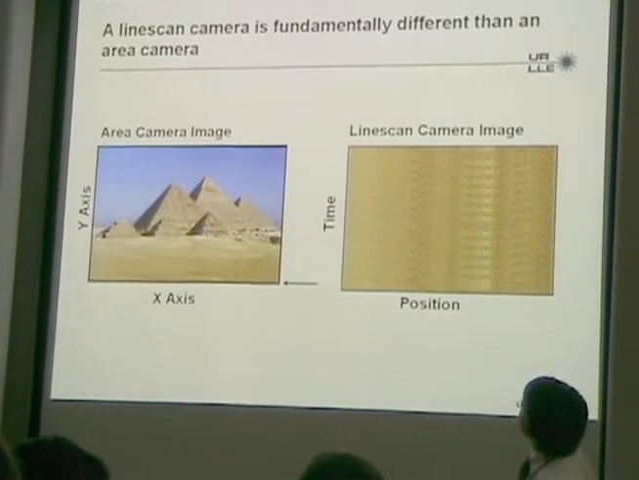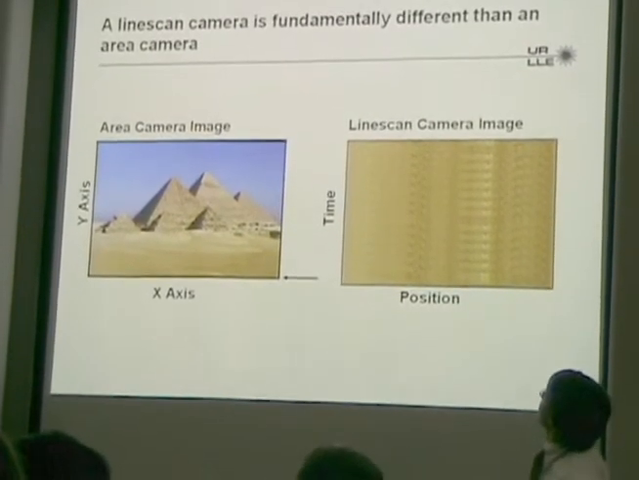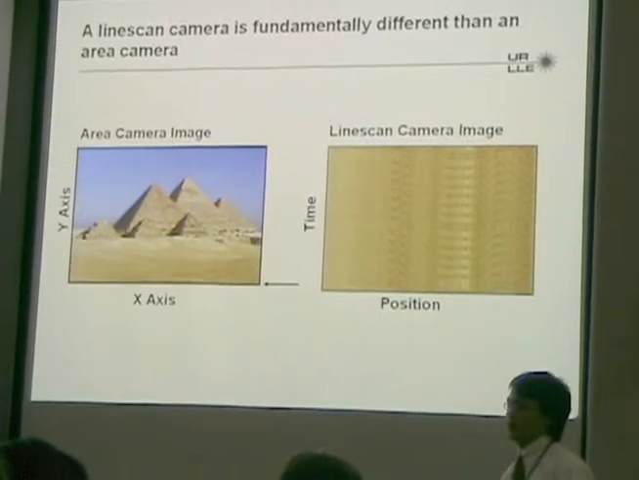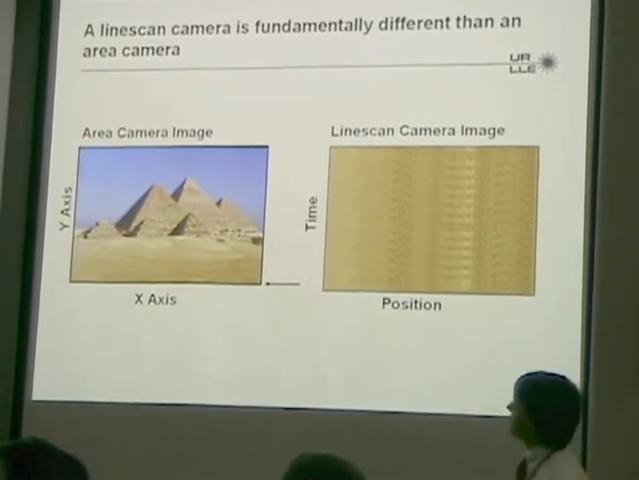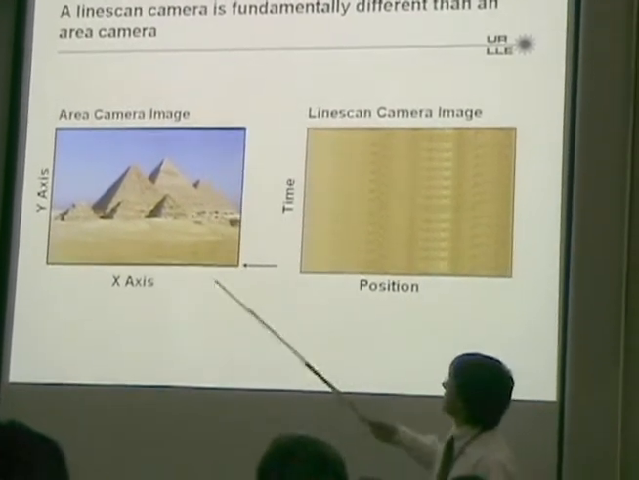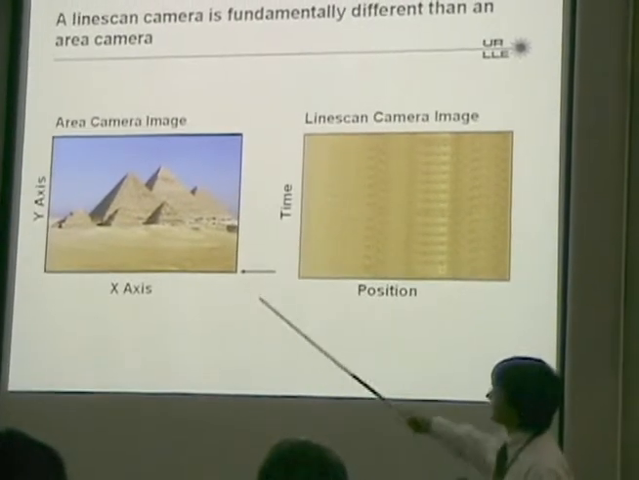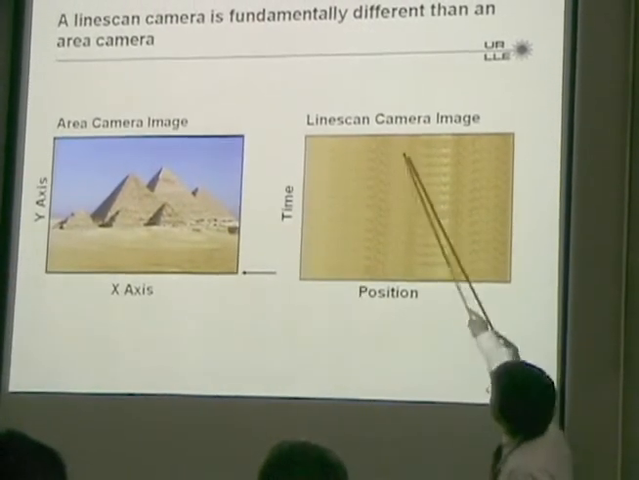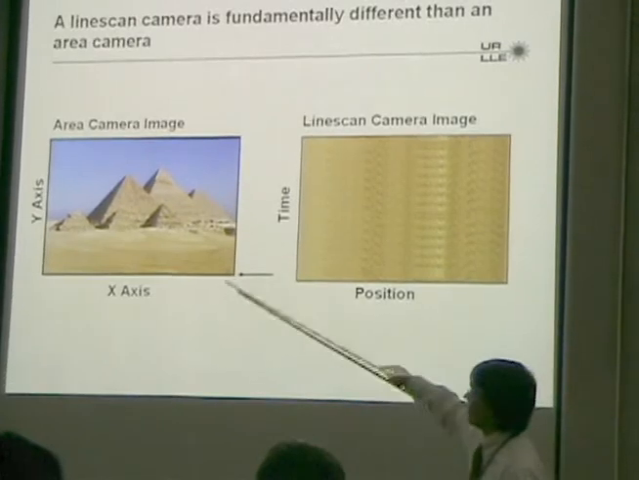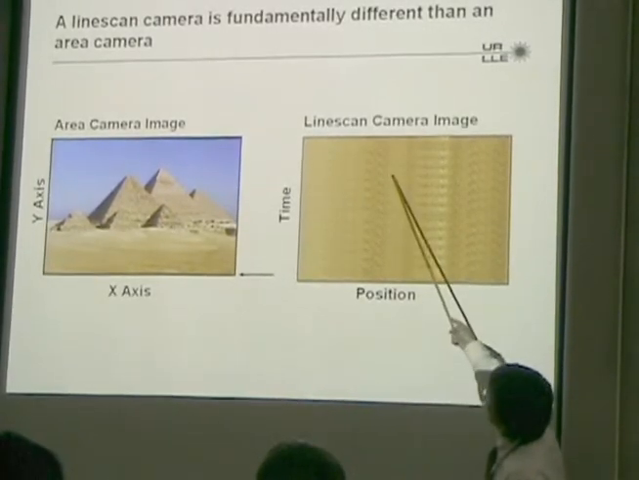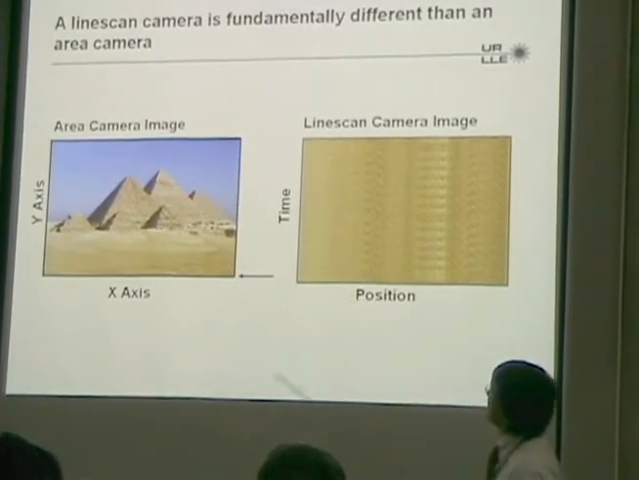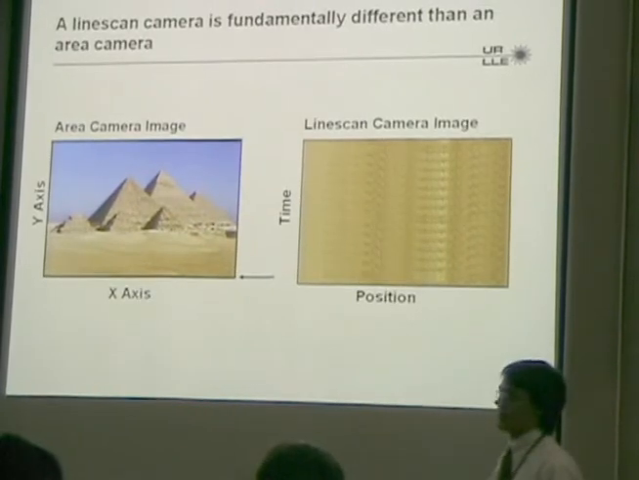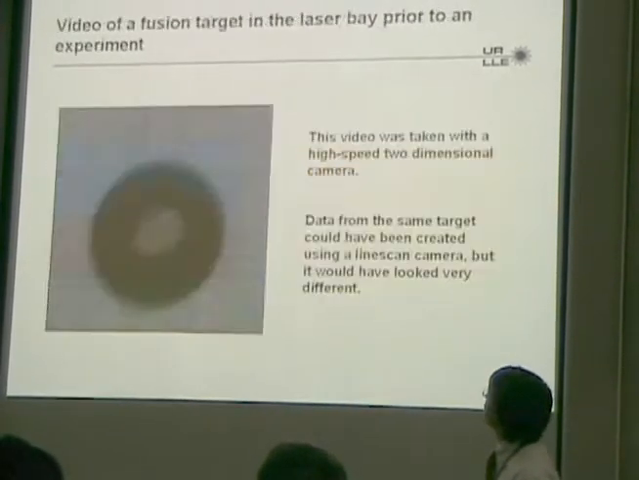So, what is a line scan camera? A line scan camera is fundamentally different than an area camera. An area camera takes a 2-dimensional image, and shown here is the pyramids of Giza. However, a line scan camera will take one line from that image and display it many times unless it's moved, so it changes the field of view. So a line scan camera would show position as a function of time instead of a 2-dimensional image.